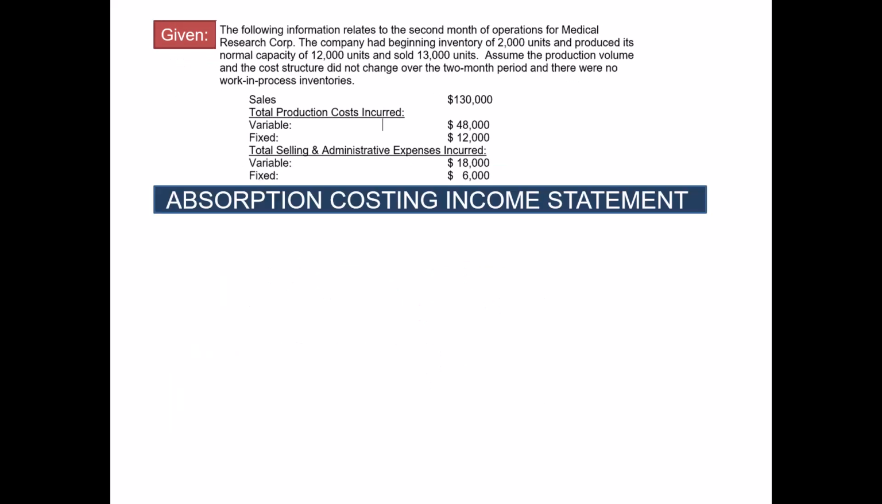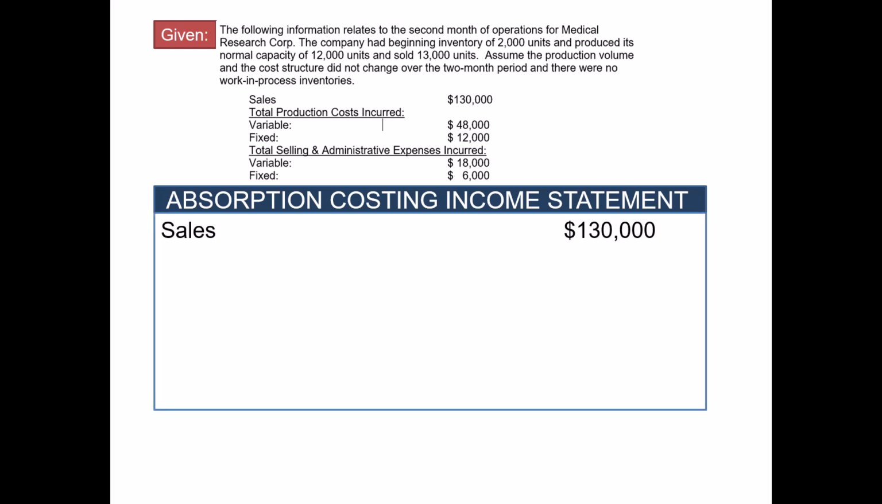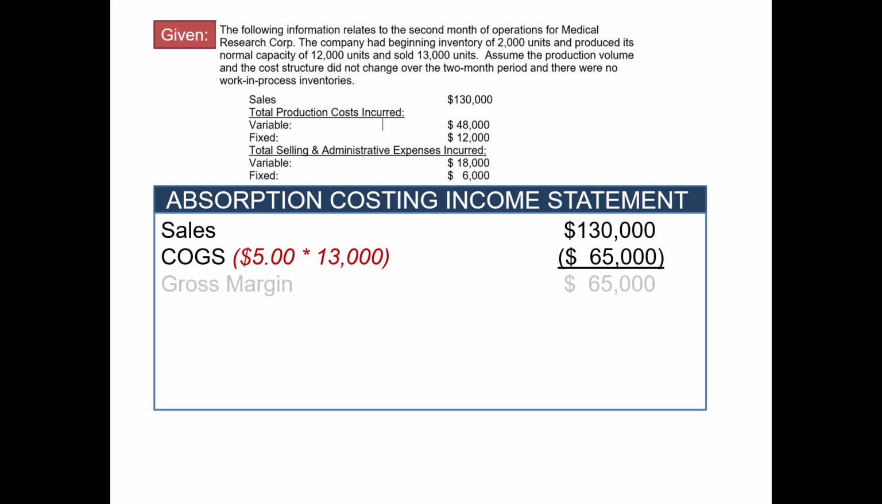Now to prepare the income statement. We'll start with sales. They're given to be $130,000. Next, we subtract cost of goods sold, and we computed our cost per unit to be $5, and we sold 13,000 units. So the cost of goods sold is $65,000. Gross margin then is $65,000.